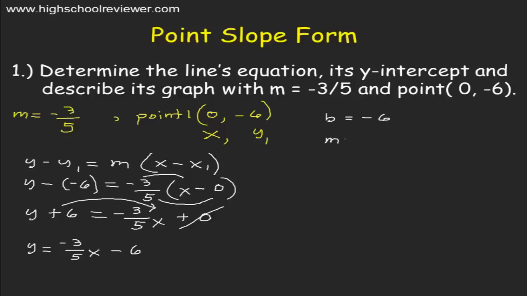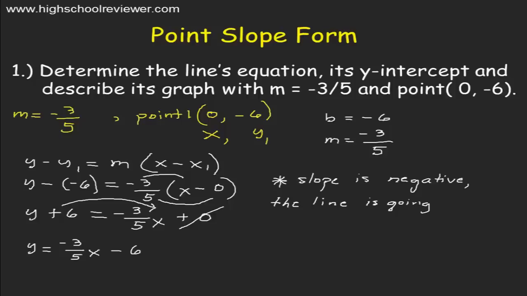Our slope again is -3/5. Now, since the slope is negative, the line now is going down. So the line is going down from left to right.